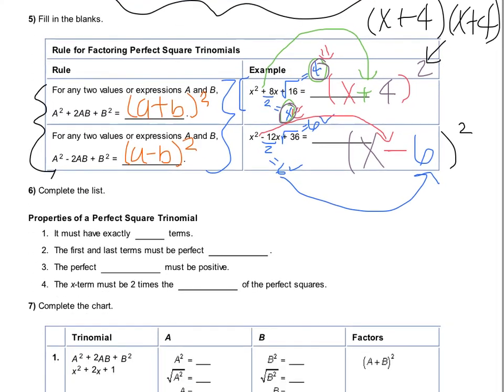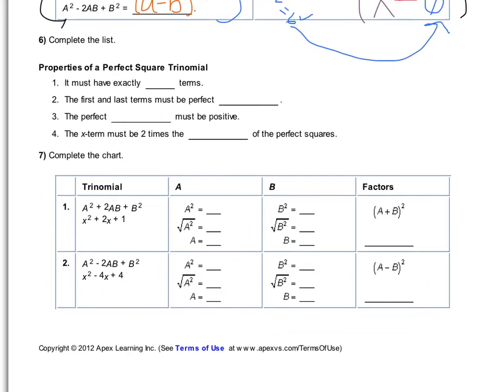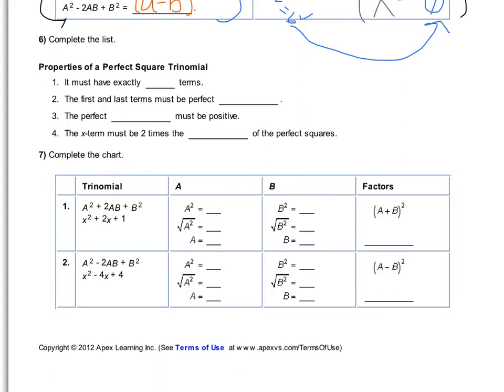So there's some rules that go along with this, just some guides for you. In order for it to be a perfect square trinomial, the first thing that has to be true is it has to have exactly 3 terms. The second rule is the first and the last term must be perfect squares.